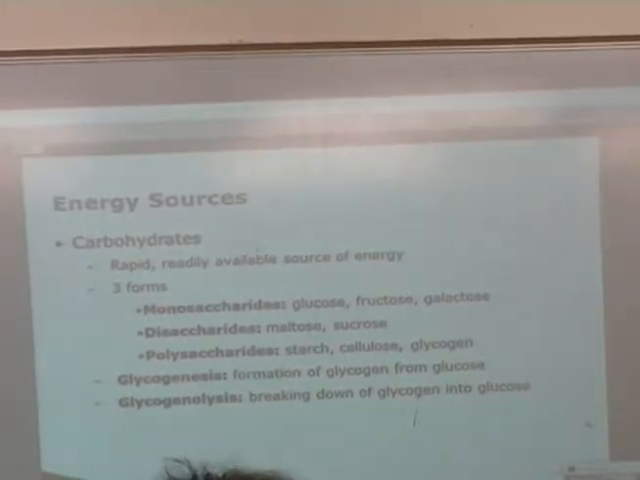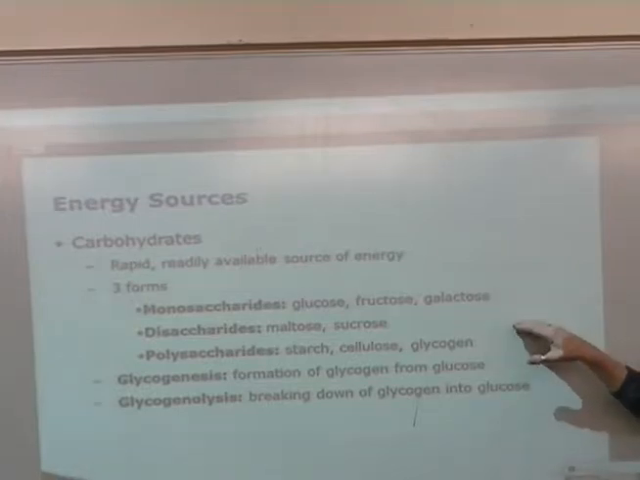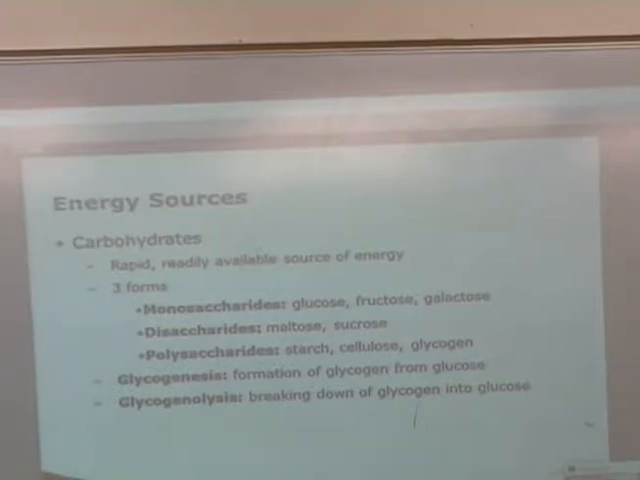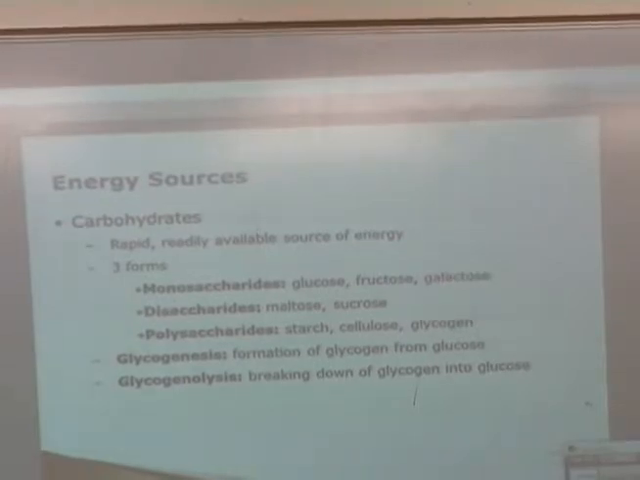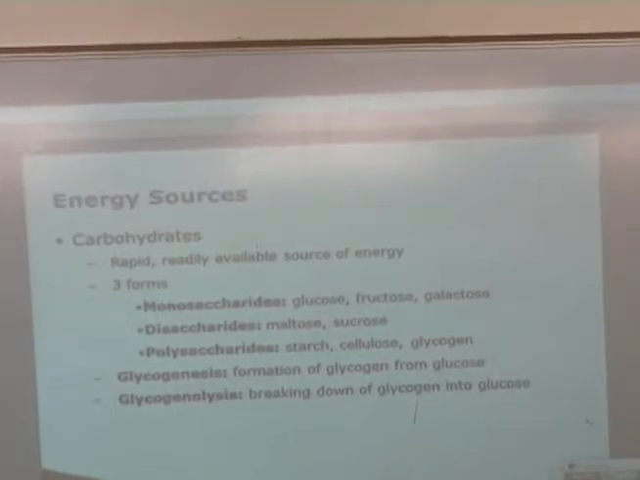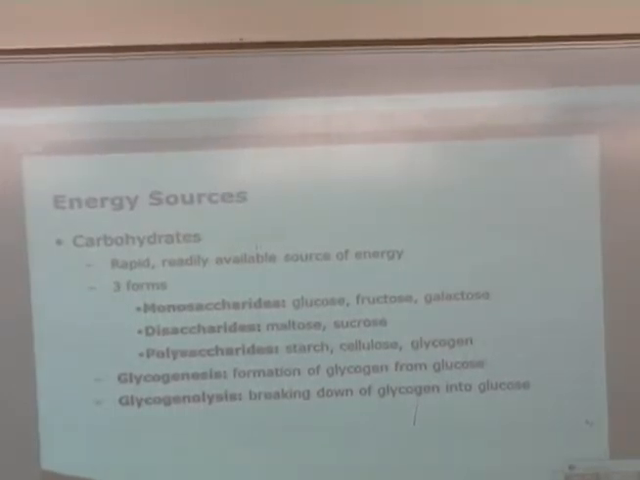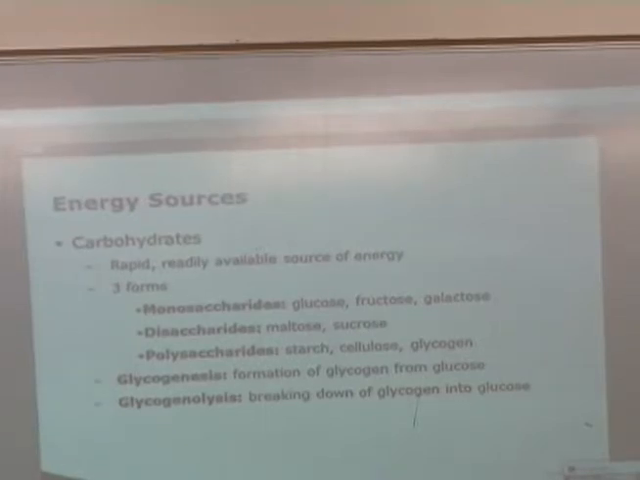So carbs, we have three different forms. We have monosaccharides, so single saccharide. Glucose, fructose, galactose are monos. Disaccharides, maltose and sucrose. Sucrose is like the table sugar kind of stuff. And then polysaccharides are starches, cellulose, which is not digestible, and glycogen. All right?